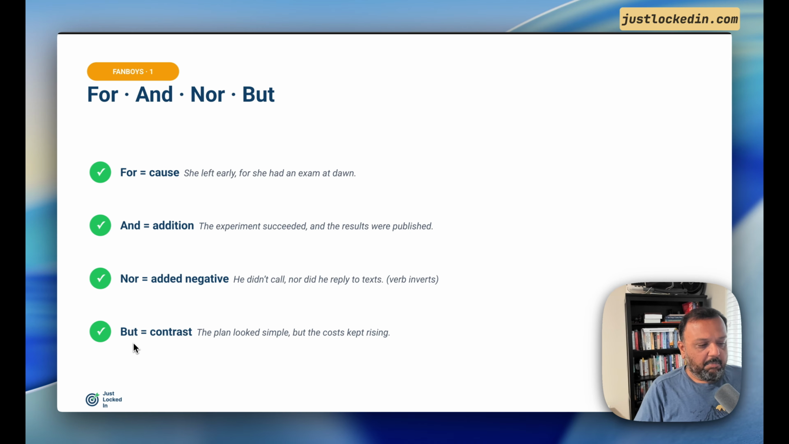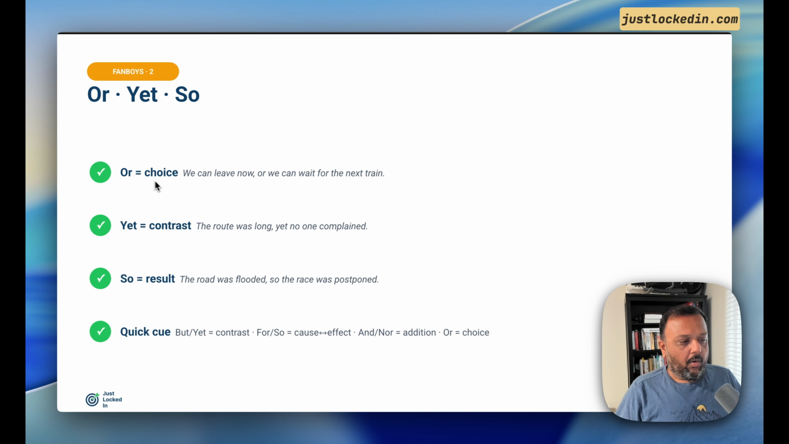The next is but. The plan looked simple, the cost kept rising. So comma but: the plan looked simple, but the cost kept rising. When would you use but? To indicate a contrast. The plan was very simple, but the costs kept rising. Something that was not obvious, but hey, it happened, so you draw a contrast. Or is a choice. We can leave now, or we can wait for the next train. So two independent clauses: we can leave now, we can wait for the next train, and or is the conjunction.